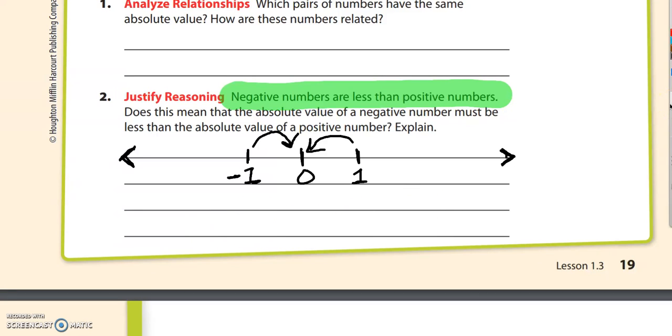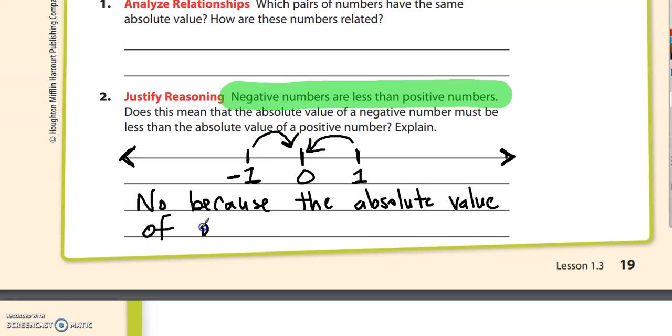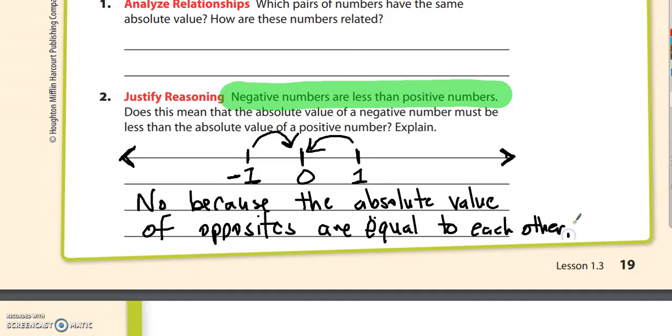because the question says, does this mean that the absolute value of a negative number must be less than the absolute value of a positive number? Explain. It's no, because the absolute value of opposites are the same, or maybe I'll say are equal to each other. That is a good answer for number 2. Hopefully you have something like that, and when you're done with this, you can move on to the next page.